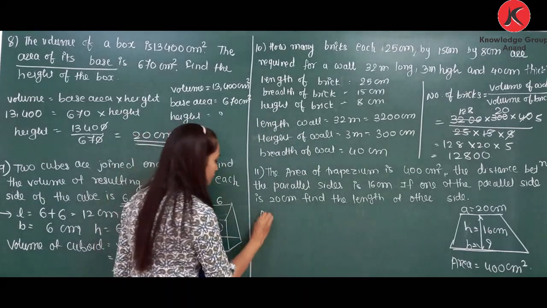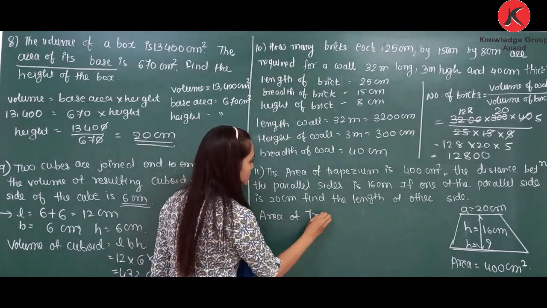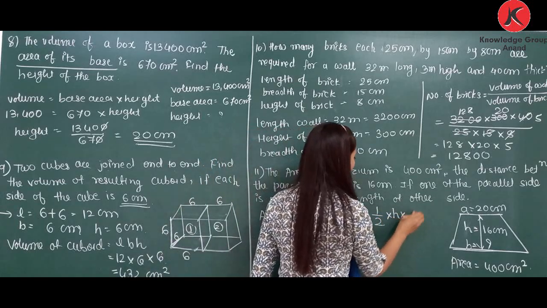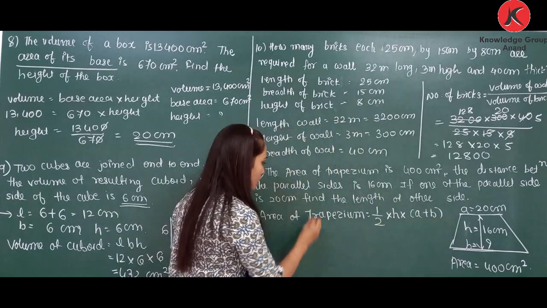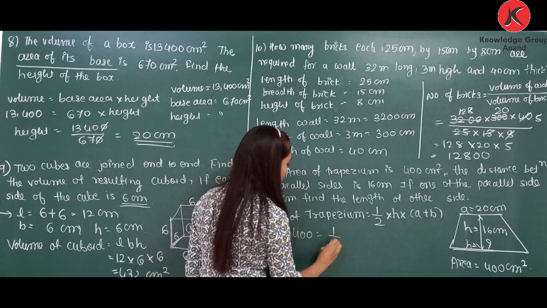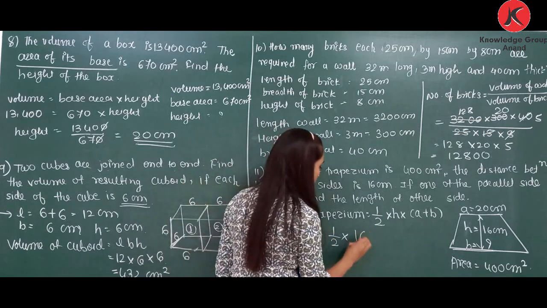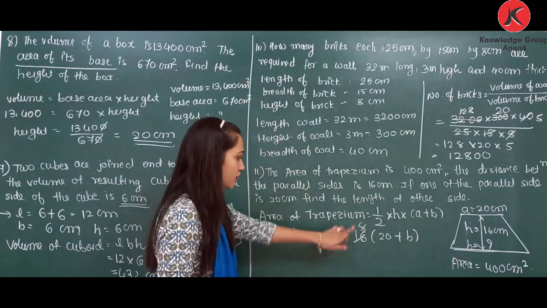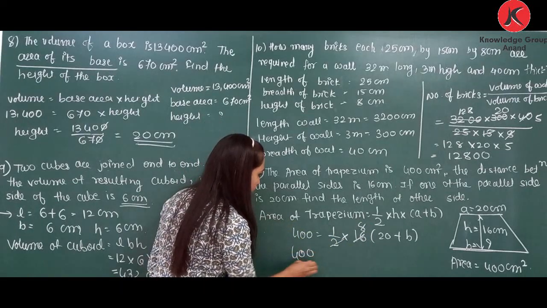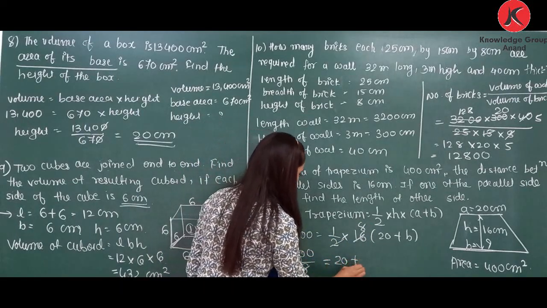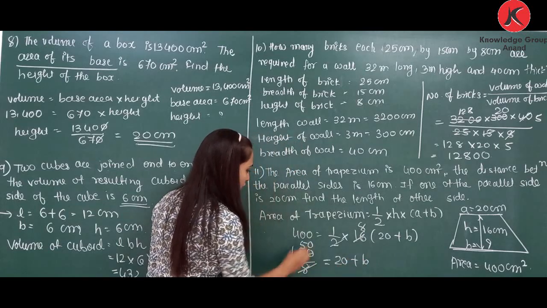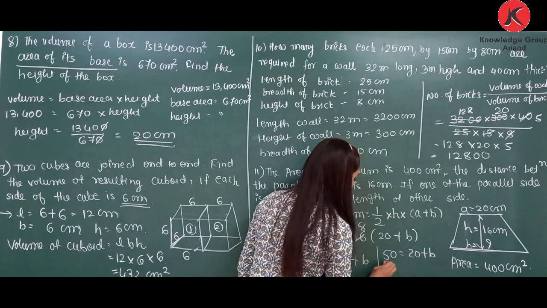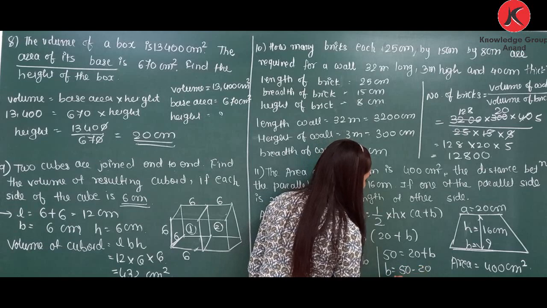Okay, so what is the equation? Area of trapezium is equal to 1 by 2 height into A plus B. Area is given 400, height is given 16, A is 20, B we need to find. Here we can cancel out the 1 by 2 and the height. Now take this and divide: 50. So 50 is equal to 20 plus B. So B is equal to 50 minus 20, equal to 30.